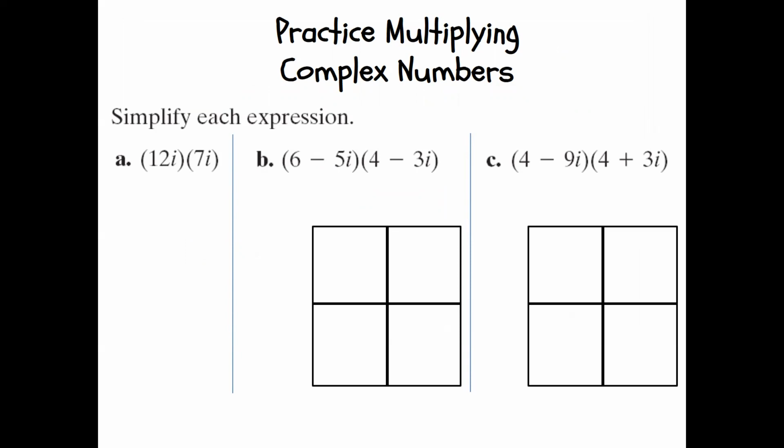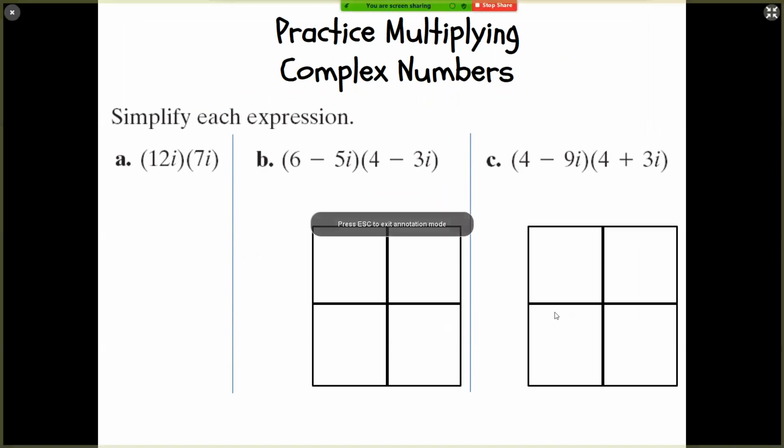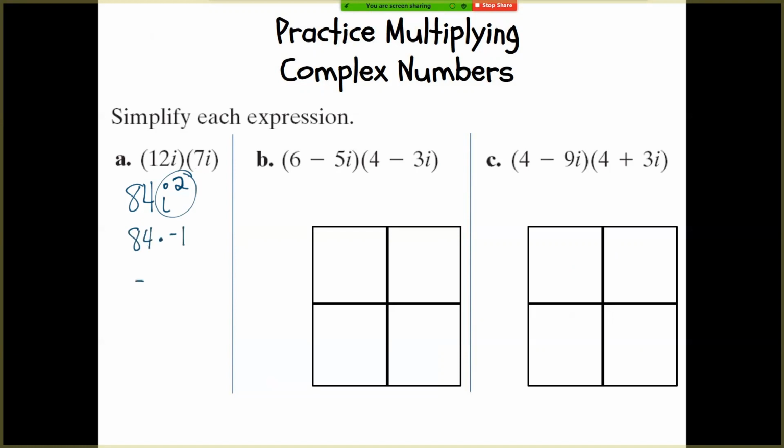All right, on the next slide, we're going to do some more practice problems. The first one, you have one term times one term. So you're going to take 12i times 7i. 12 times 7 is 84. And then when I take i times i, that is i squared. You're never allowed to leave i squared in your answer. You must simplify it. We know that i squared equals -1. So this is really 84 times -1, which is -84.